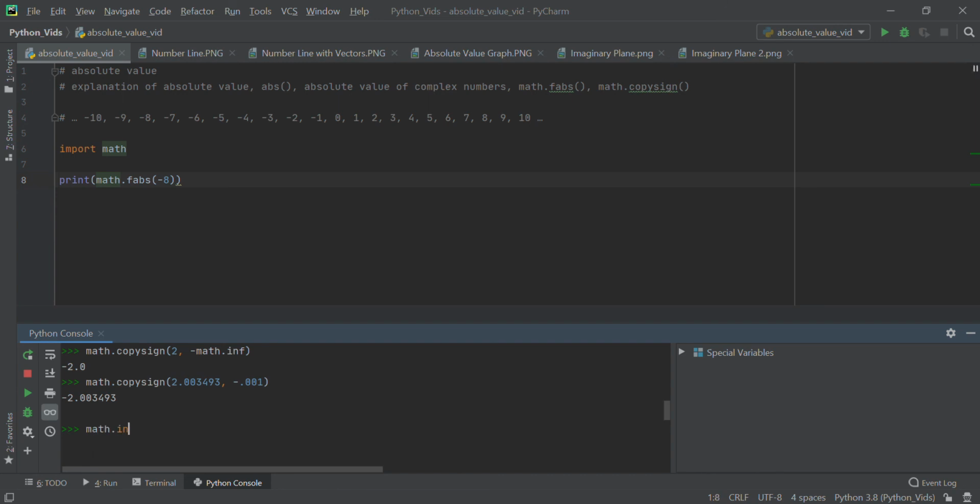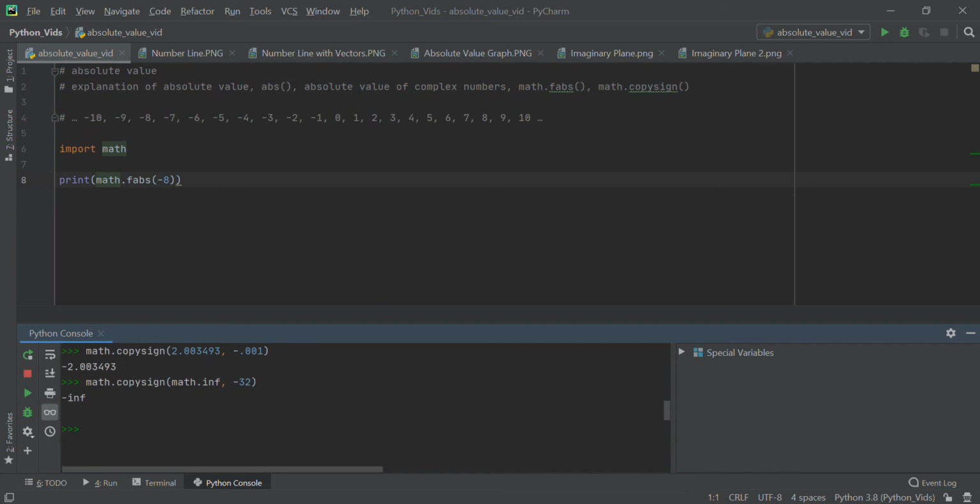What if we had inf in our first one? So math.copysign of math.inf, negative 32 or something. And so what's this asking? Math.inf, it's our float for an infinite value, then a negative number. So it should give you negative math.inf if it works, and it does. It gives you negative inf, which is perfect. So that's the float value of inf, and it's negative inf, because our second argument here was negative.